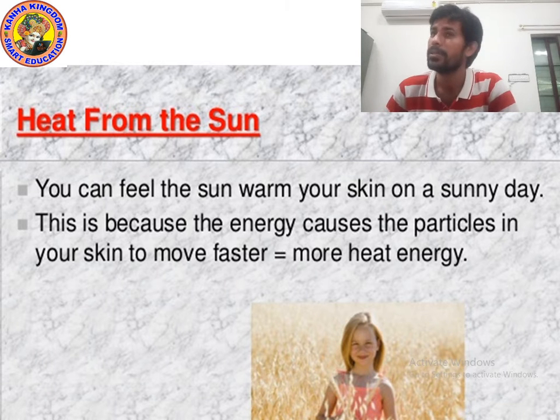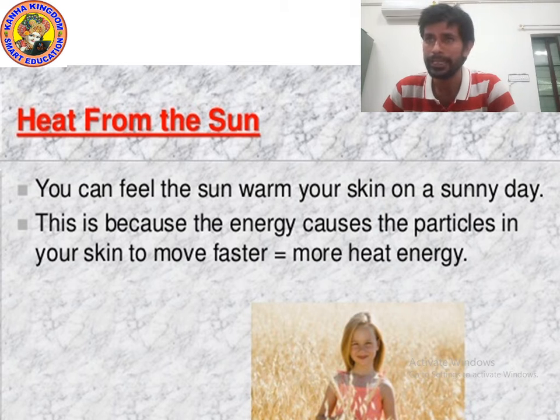It is reaching, and heat has energy. That's why heat has energy. So this is because the energy causes the particles in your skin to move faster. So actually when the sunlight reaches and is absorbed by our skin, at that time what happens? The energy causes the particles in our skin to move faster. Yes, the particles which are present in our skin start moving faster because they are getting energy.